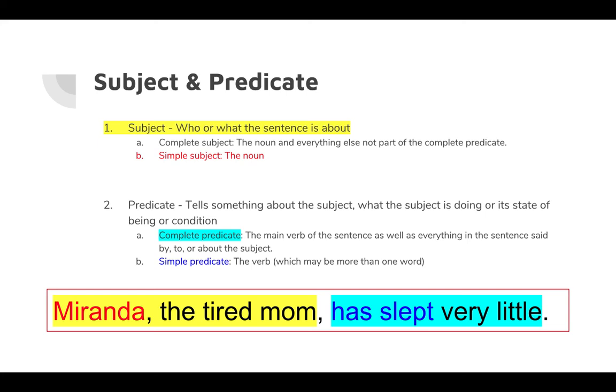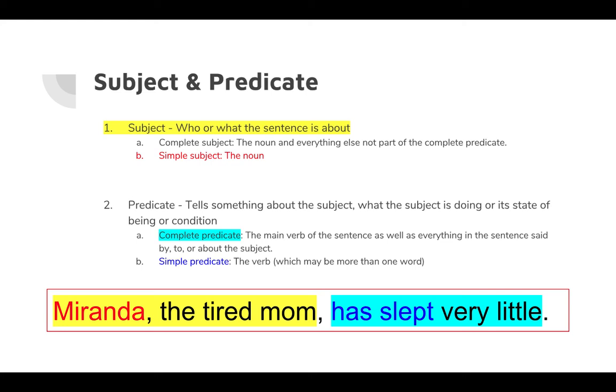The complete subject is the noun and everything else that's not part of the complete predicate. The simple subject is just that noun, the person, place, or thing that the sentence is about. The predicate, on the other hand, tells us something about that subject, either what it's doing or its state of being or its condition. The complete predicate is the main verb of the sentence, as well as everything else said by, to, or about the subject. The simple predicate is just the verb.